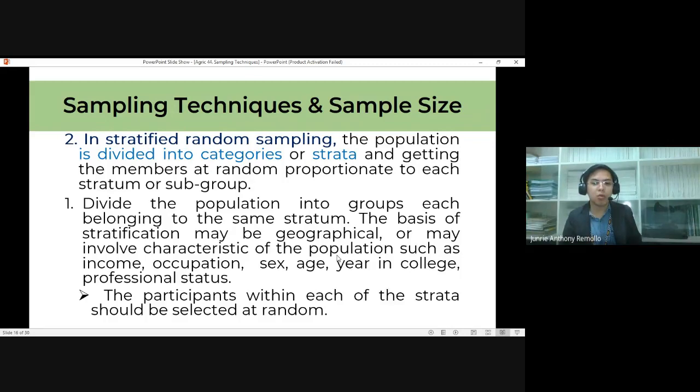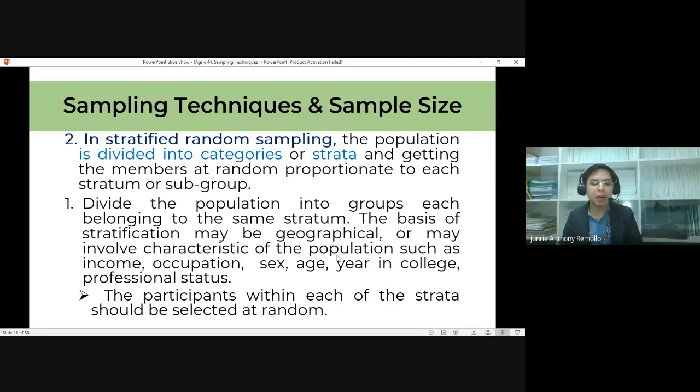And then you could also make a stratum or strata about occupation. For example, here in CMU, there are residents whose occupations are doctors, engineers, agriculturists, or even not here in CMU, in your own place or a specific city. And then the sex, it could be male or female, the age, whether teenager or young adults, and then year in college or professional status, things like that. Those are the examples of stratum, or if plural, strata.